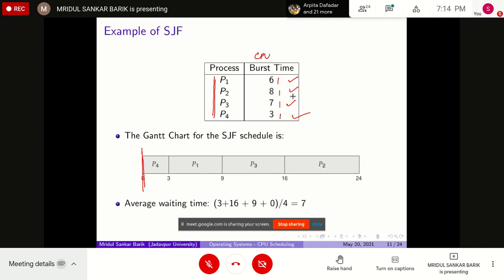So if you try to find out the waiting time, the waiting time for process P1 would be what? Process P1 arrived at 0, but it was scheduled at time 3. So the waiting time would be 3.